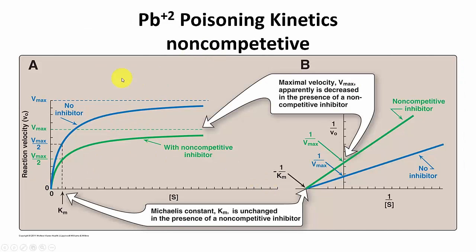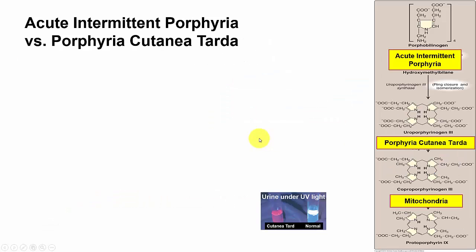So here is, again, remember about non-competitive inhibitors. So here's the Michaelis-Menten plot for a non-competitive inhibitor. It changes Vmax but not Km. Here's the Lineweaver-Burk plot. Km does not change, Vmax does.